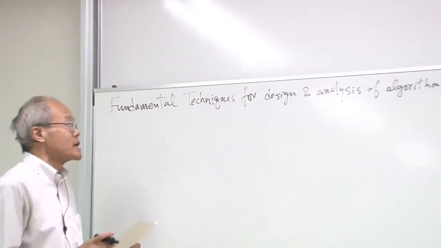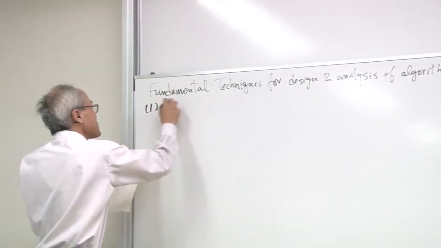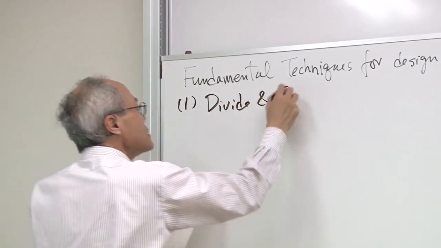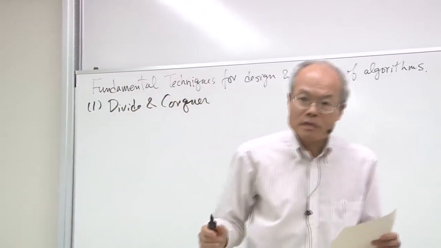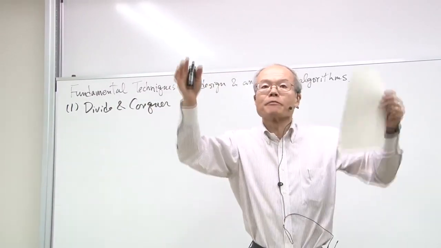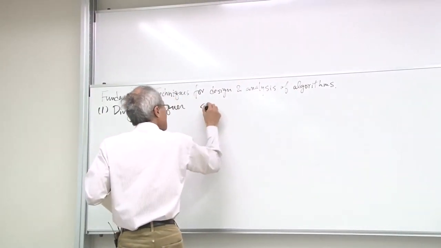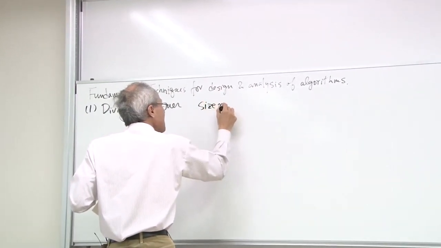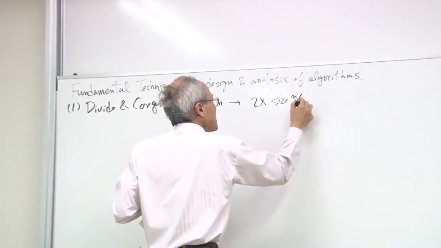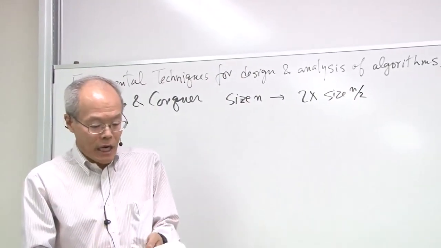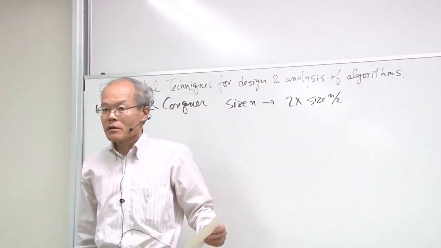So, fundamental techniques for design and analysis of algorithms. What we already did, number one, was divide and conquer. The idea is very simple. We are given a problem, and we try to reduce the size of the problem from n to something like n over 2. So a size n problem becomes two problems of size n over 2. We solve these smaller problems independently, then combine the results to get the final answer. That's divide and conquer.